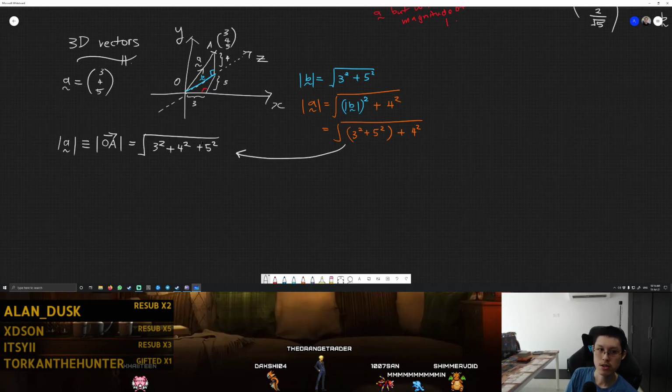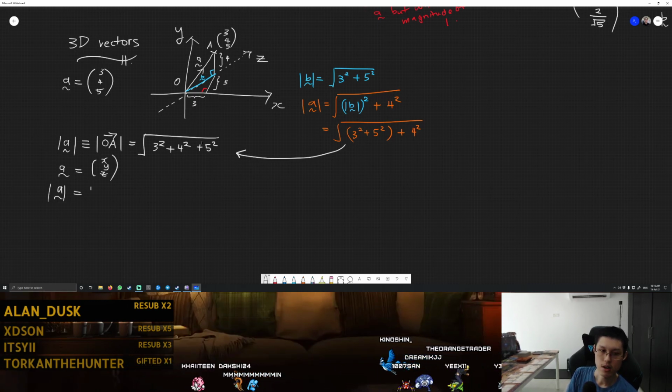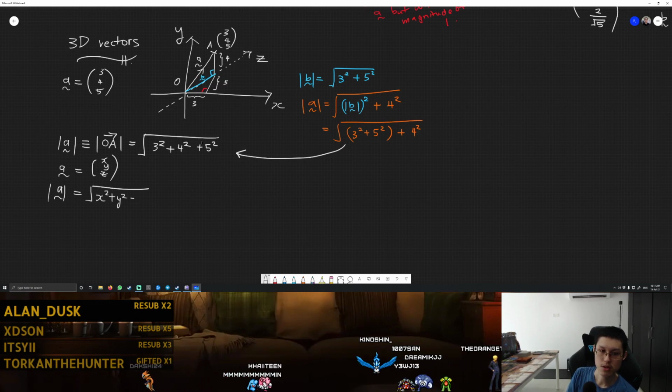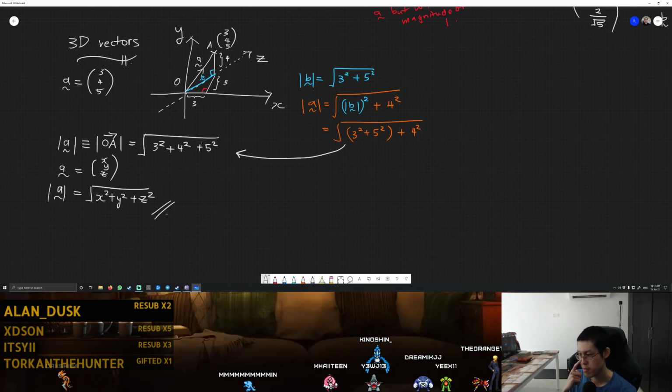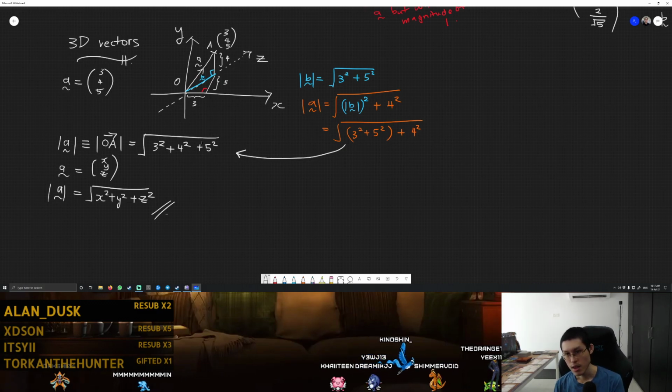So whenever you want to find the magnitude of something, and let's say that something has coordinates x, y, z, all you've got to do is take the square root of the sum of the squares, like that. And that's it.